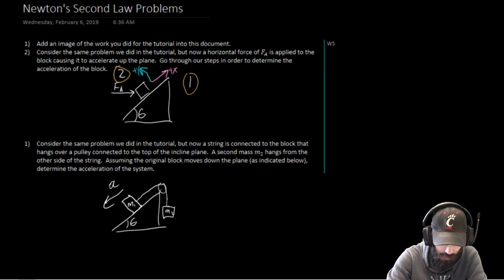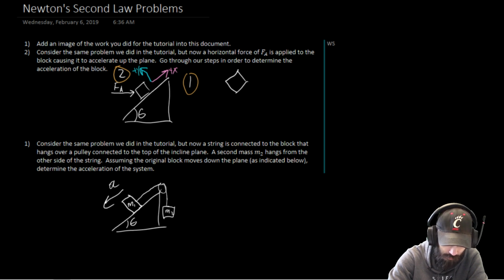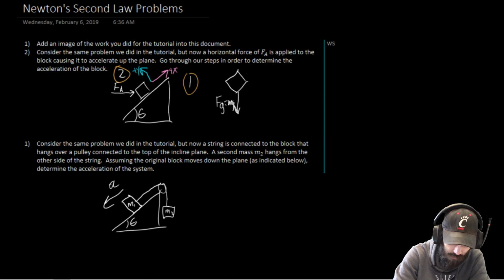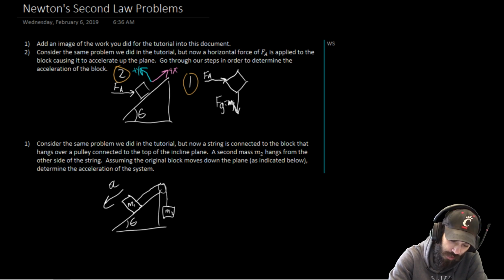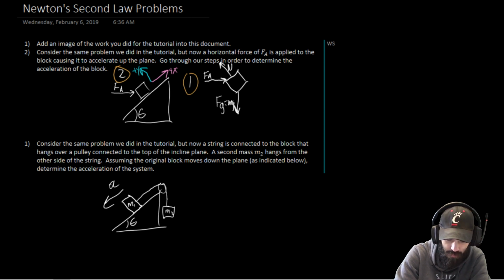We have our block here. We have some force of gravity going vertically down, so Fg is equal to mg. We have some force that we're applying from the side over here like this, so this is our Fa. We have some normal force, and we have some force of friction.